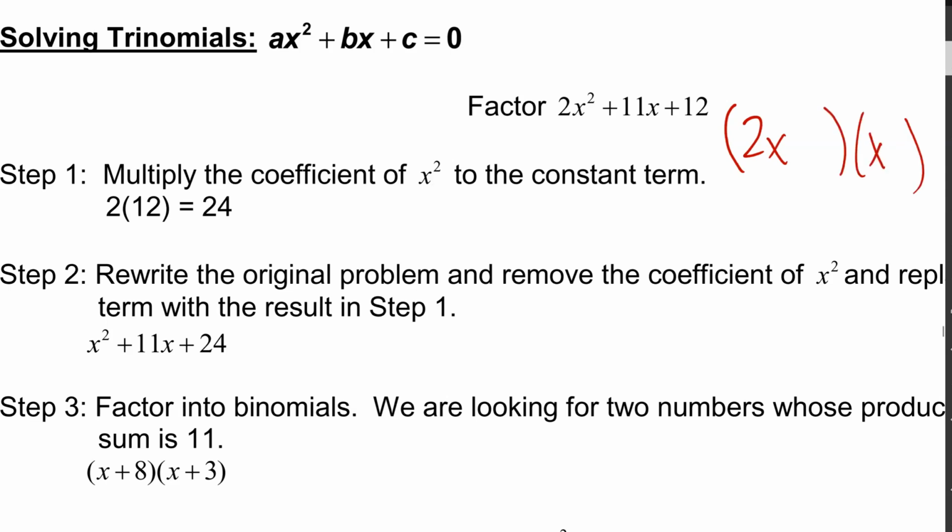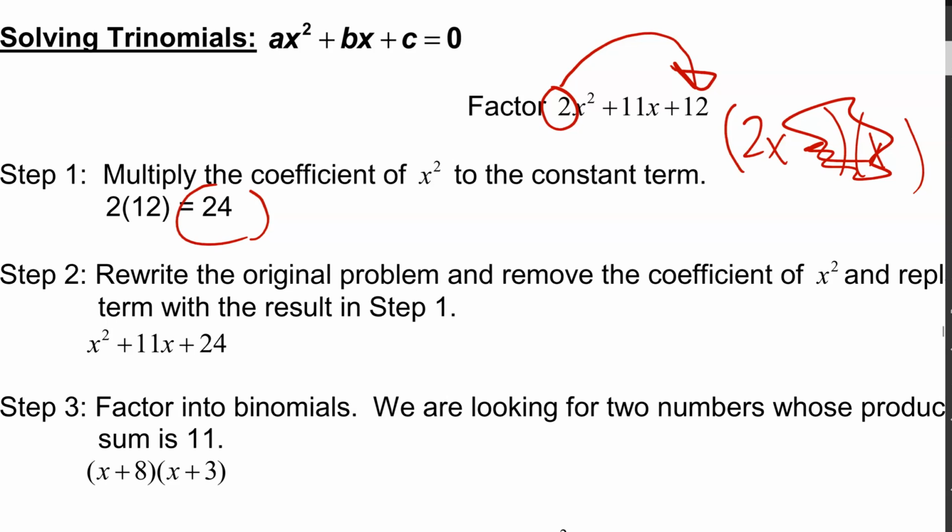Trying to think, because not only does it have to multiply to 12 and add to 11, when I FOIL it out, the inner and the outer, like that 2 in front of x squared, it's hard to figure out what to put there. So there's this nice method that will walk us through how to deal with this. So first, you multiply the coefficient of x squared to the constant term. So you take 2 and multiply it to 12, and I get 24.